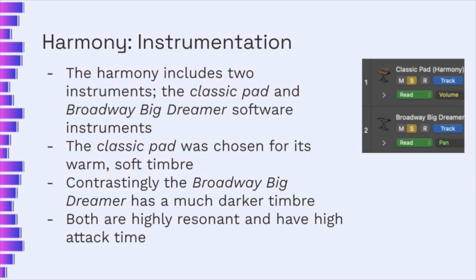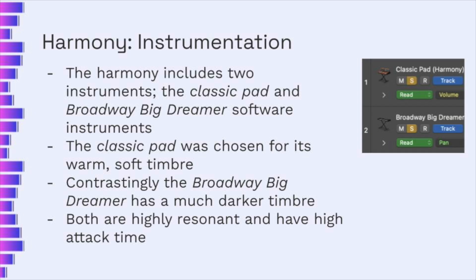The harmony was composed for two software instruments, the classic pad and the Broadway Big Dreamer pad. The classic pad was chosen due to its warm, soft timbre and relatively consistent articulation, whereas the Broadway Big Dreamer pad was chosen for its darker timbre, which is complemented by more noticeable oscillations in its waveform. However, their long attack times and high resonance make them both especially viable for the harmony of an ambient piece.